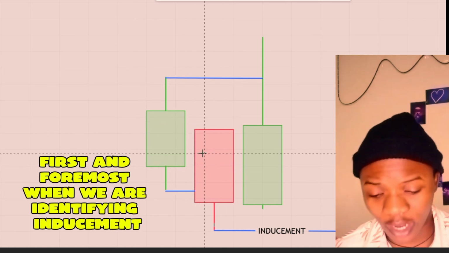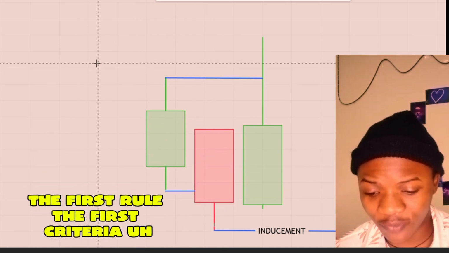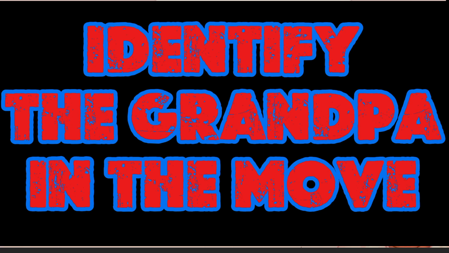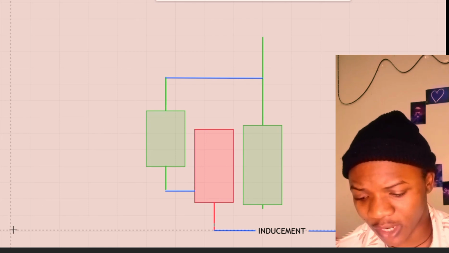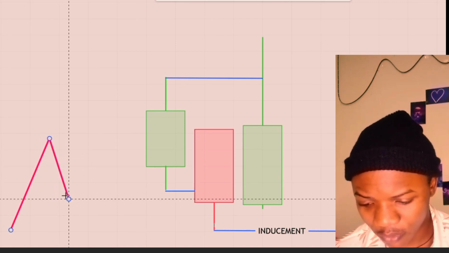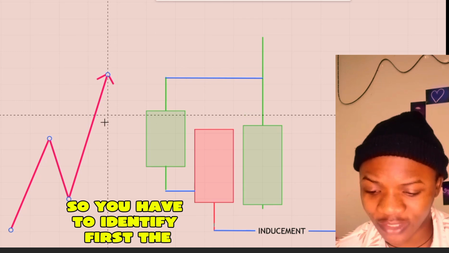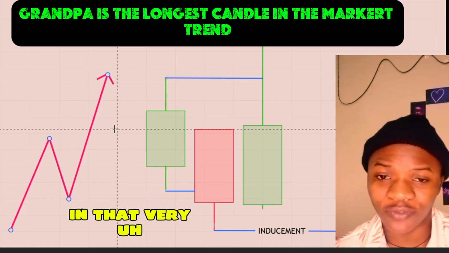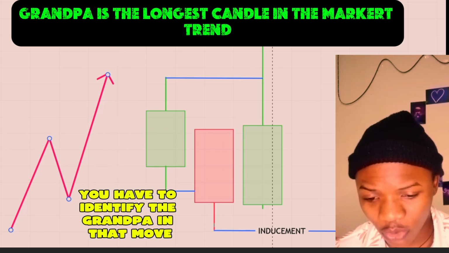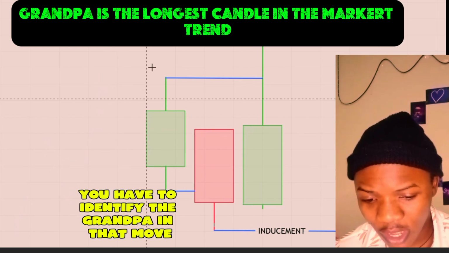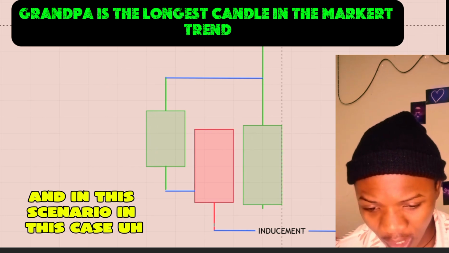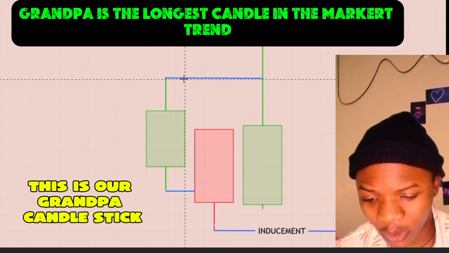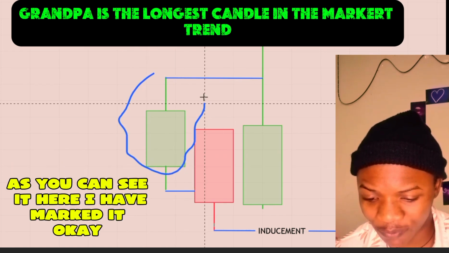when you are identifying inducement, the first rule, the first criteria, is that you have to identify the grand parent in the move. Okay, if the market is in uptrend like this, you have to identify the overall trend first, and then you have to identify the grand parent in that move. In this case, this is our grand parent candlestick. As you can see it here, I have marked it.